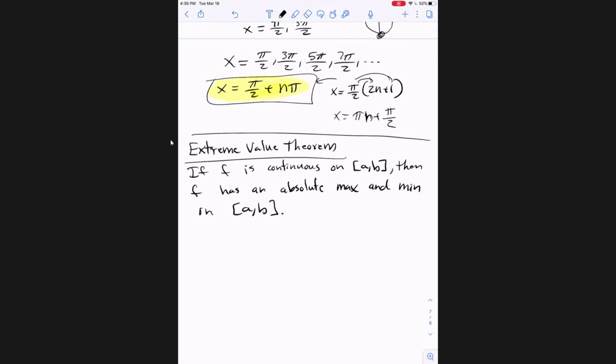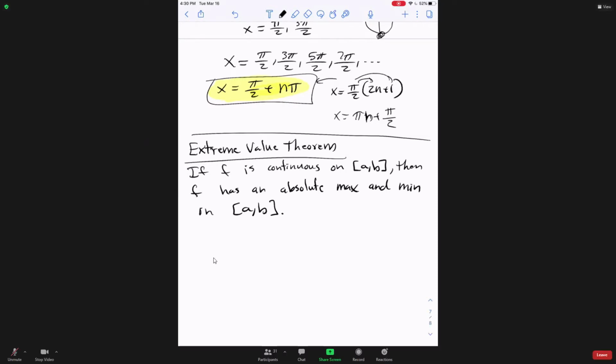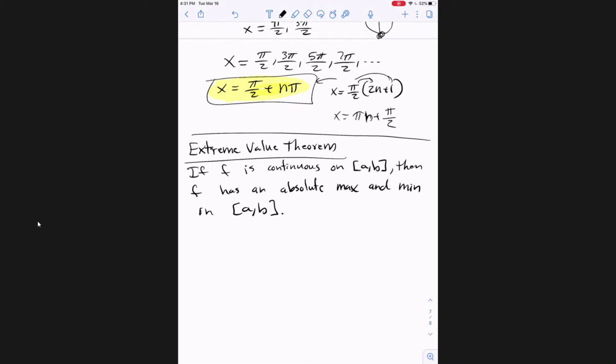So let me just go ahead and show you the process. What I'm saying is it's required that you have a continuous function on a closed interval, not open. It has to be closed on both sides, on the left side and the right side. Then you're guaranteed to have an absolute max and min in that closed interval. So let's just do an example. I'll show you how the process works as I do an example.